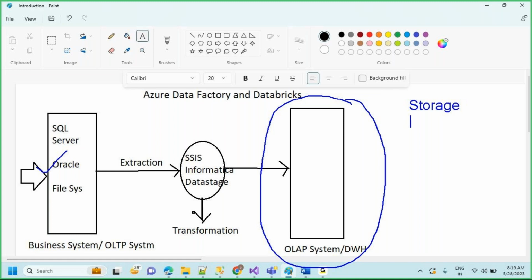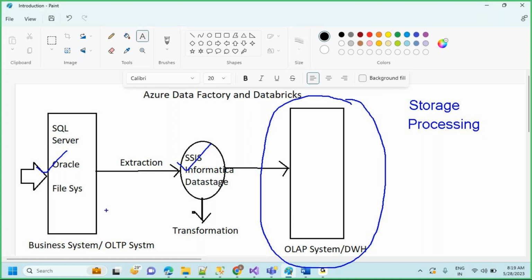Once you store a very huge volume of data, doing processing with the traditional approach is very difficult. It may take more than 24 hours to process if you have a very huge volume of data. So processing is also a problem. Storage is a problem as data increases, and processing is also a problem since there is a very huge volume of data.